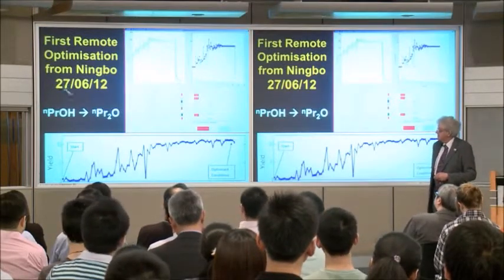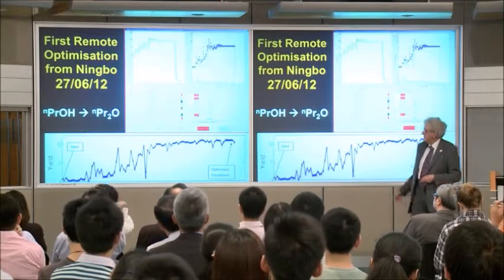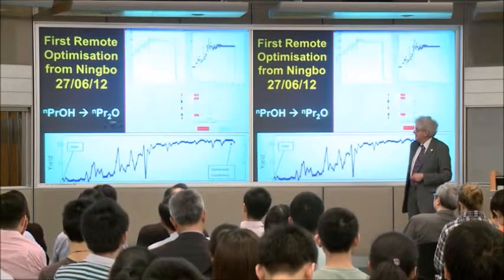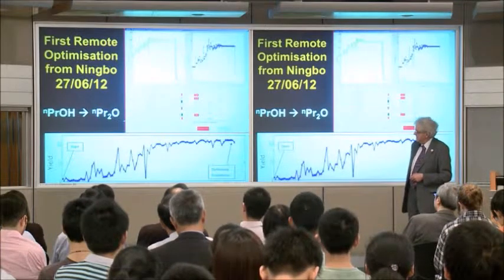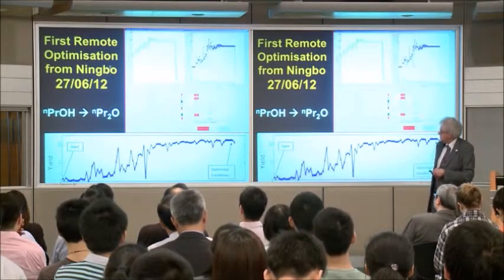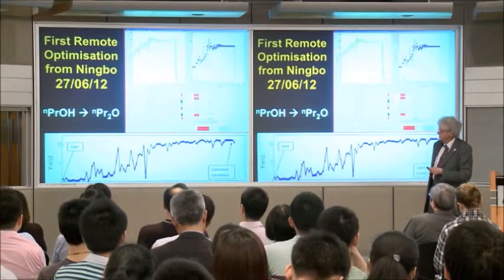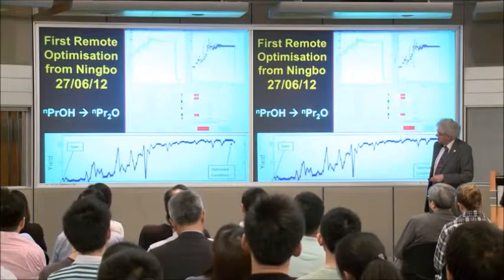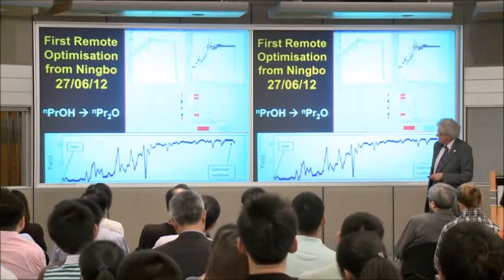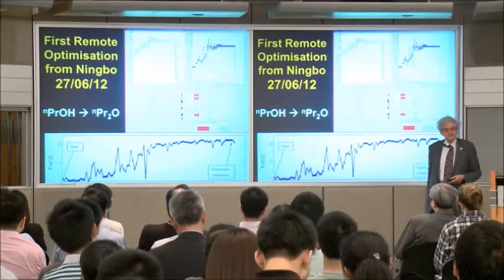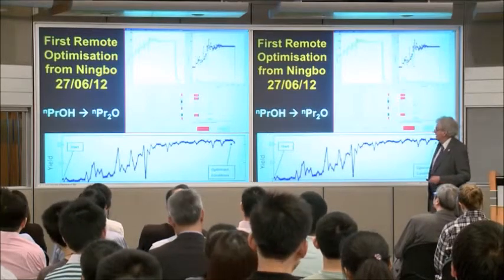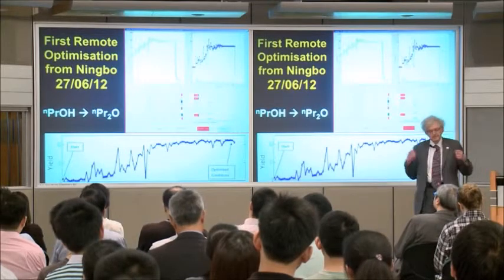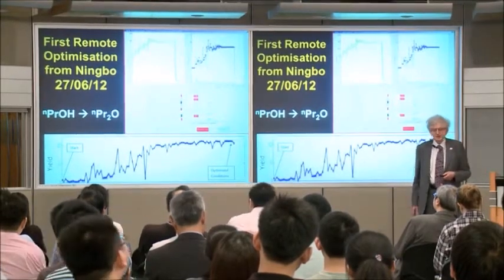And this is the first reaction that we did. For those of you chemists, reacting isopropanol to make N-propanol to make N-propyl ether. And this is what Zhou saw on his computer. And you can see here is the yield of the product as the reactor optimizes itself. And it got to 25%, which is what you would expect the maximum yield to be for this reaction.